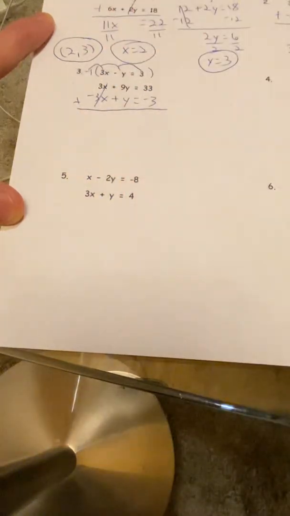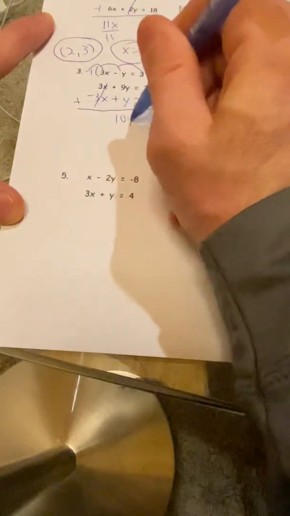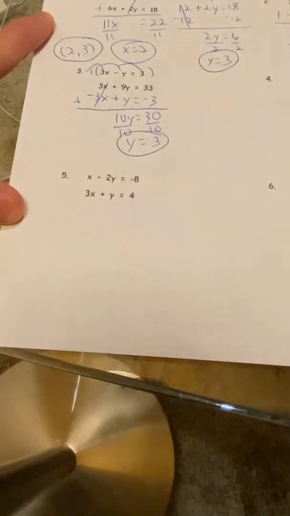So now the 3x and negative 3x cancel. 9y and y is 10y. 33 and negative 3 is 30. Divide by 10 and y equals 3.